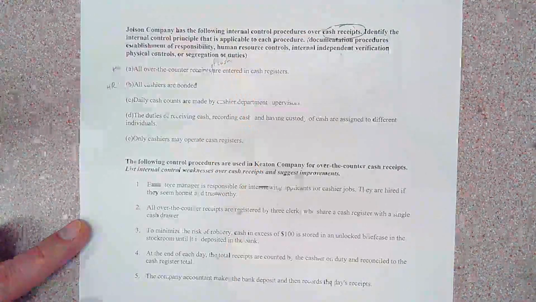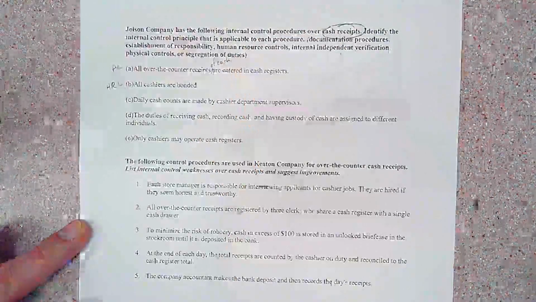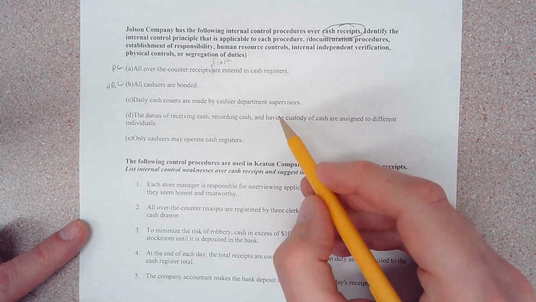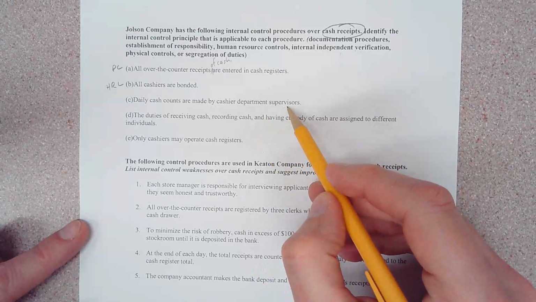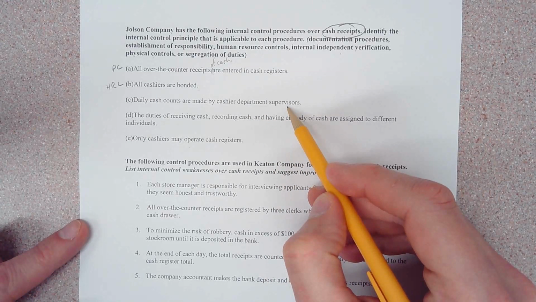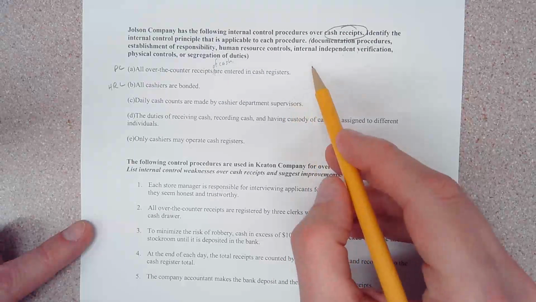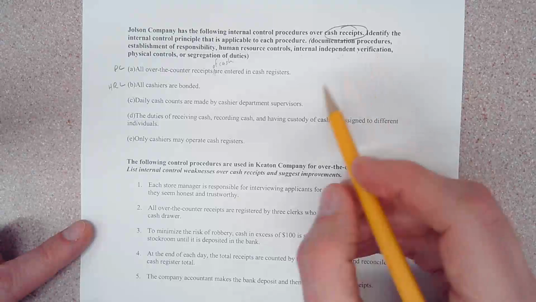cashier department supervisors. Okay, so if you wanted to visualize this, we have a cashier who has made sales, conducted business transactions, but then we have another person who's going to verify that the amount of sales that we're showing in the register match the cash, credit card slips, all of these types of things. So this is someone within the company. This is an example of internal independent verification.